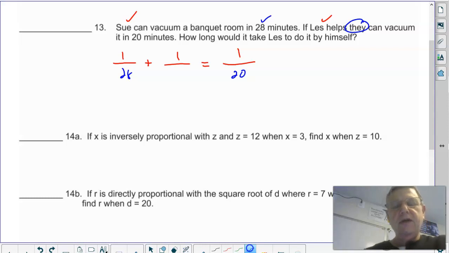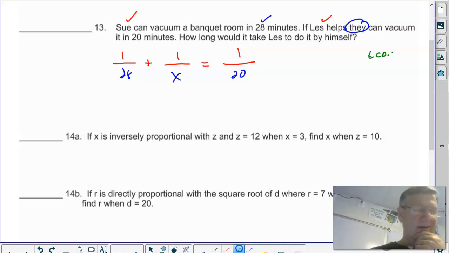All right, a little bit of thinking here before we go forward. Sue does it all by herself in 28 minutes. When Les helps, she only saves 8 out of those 28 minutes. Les can't be as quick as Sue, not even close, so we'll find out. And I'm going to put my variable there. Okay, I need LCD. I got to find the LCD.